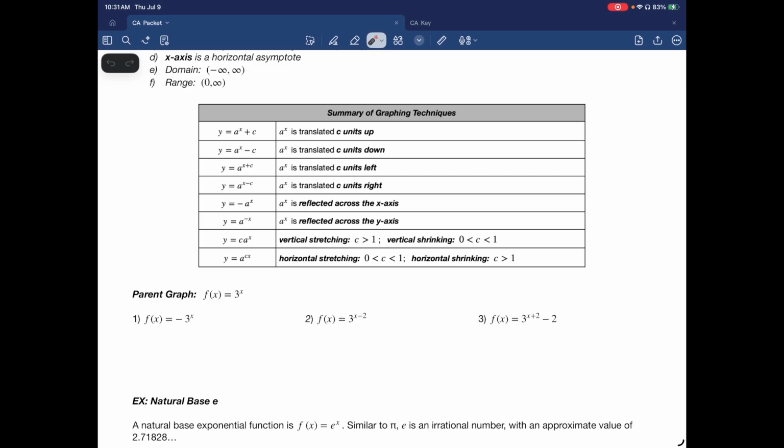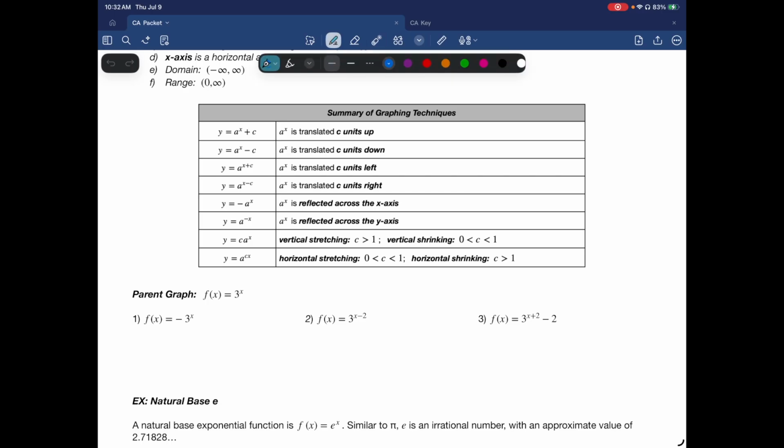And if the c is out front, then it's a vertical stretch or shrink, depending on how big or small it is. If it's inside the function with x, then it's a horizontal stretch or shrink, depending on the size of the number, whether it's greater than 1 or less than 1. And the rules for vertical and horizontal stretching are directly opposite to one another.